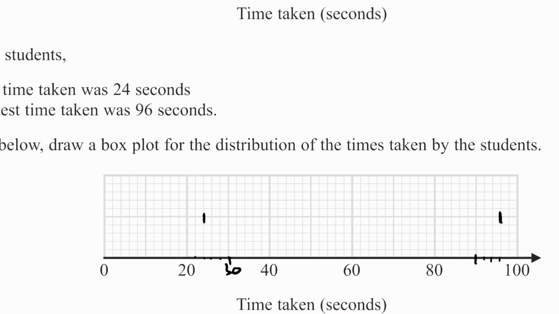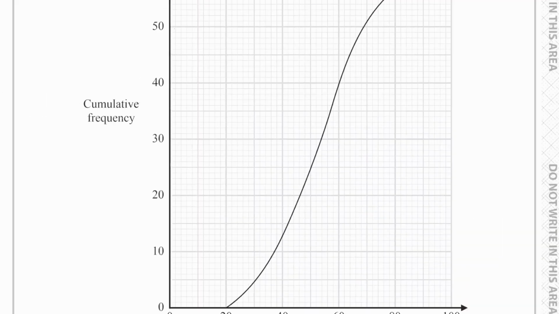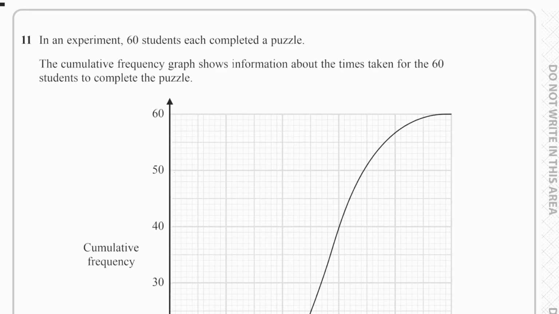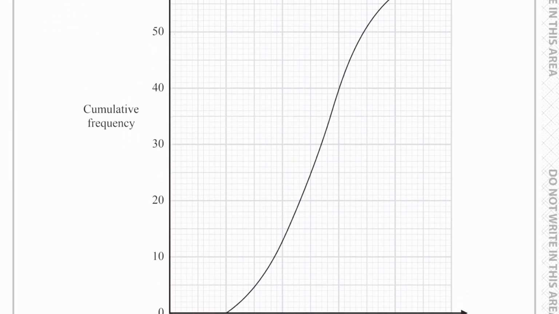Then we need to draw on essentially the lower quartile, upper quartile, and median. So we can use our cumulative frequency graph. There are 60 students that completed the puzzle in total, and so 30 students would be the median mark. So we go to 30 on the cumulative frequency axis, and this would give us our median. We can drop a line down and read this off the graph, and that looks like it's going to be 54.